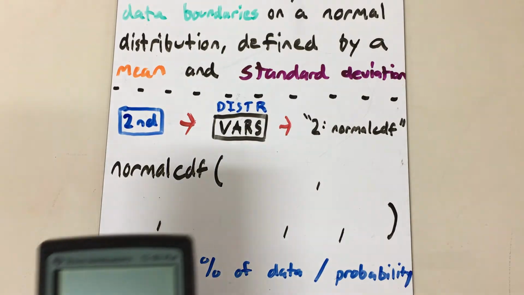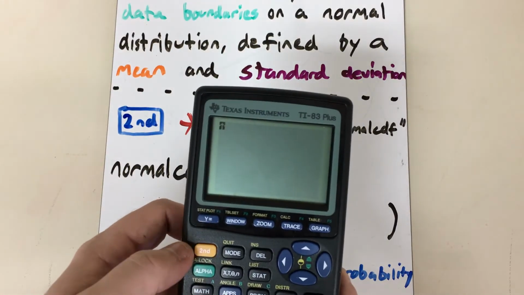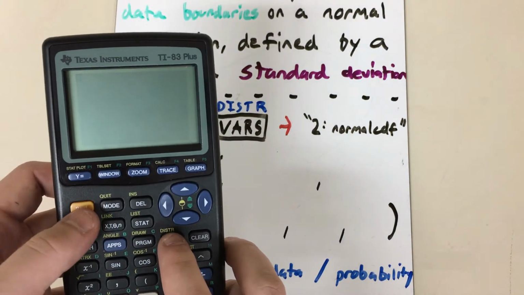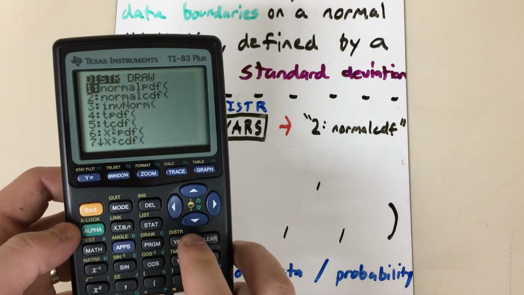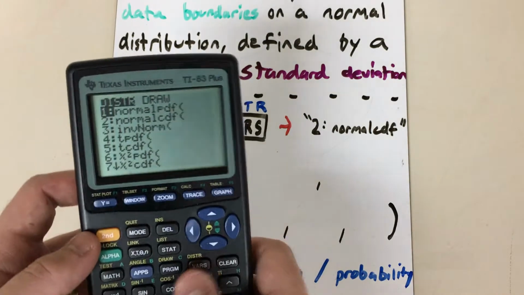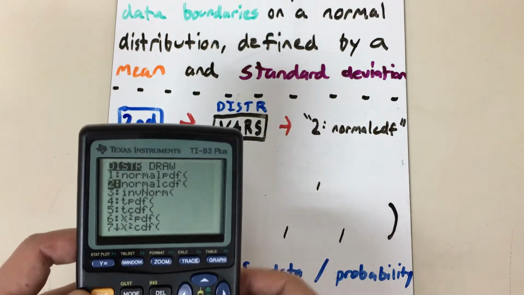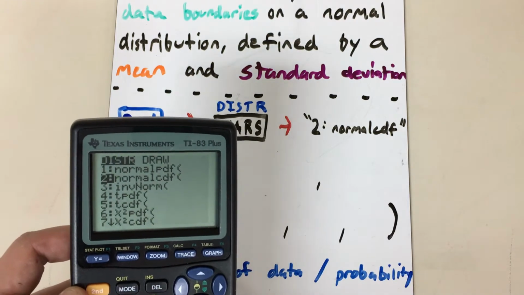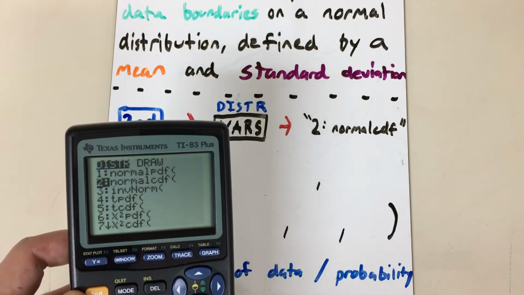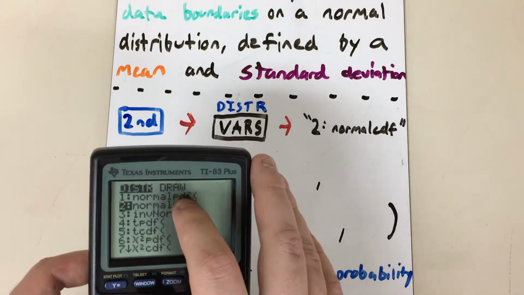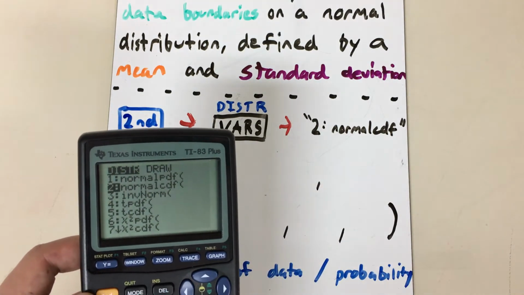In order to get to this command, we need to find the second button, and then we need to find the button that says vars, which above it in the same color as the second button will say distribution. So if you press these two buttons in succession, you should wind up here. The one we need is this one, normalcdf. Do not do normalpdf. Do not. It will not give you the right answer, and I guarantee if you're doing a test question where it asks you to find CDF, one of the trick answers will be, what would you get if you found PDF?